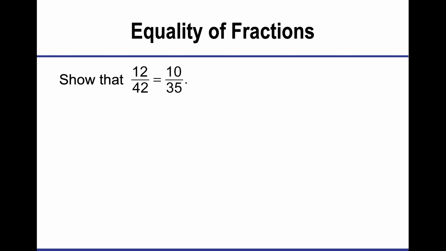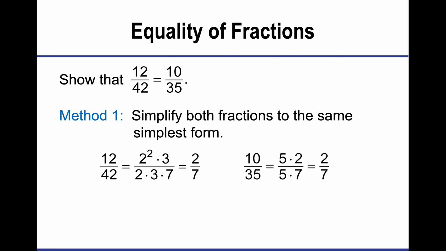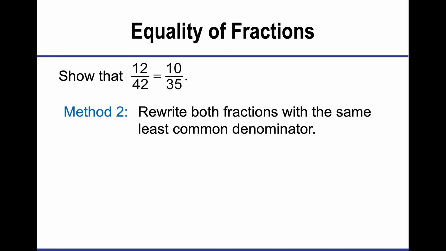If I want to show the equality of fractions, there's a couple of different approaches I can take. The method that I choose most of the time is just to reduce the fraction as low as I can. So if I take 12 over 42 and I reduce that as low as possible, I get 2 over 7. If I take 10 over 35 and I reduce that, the lowest possible value I can get is 2 over 7. Because the simplest forms are the same, they are also equivalent fractions.